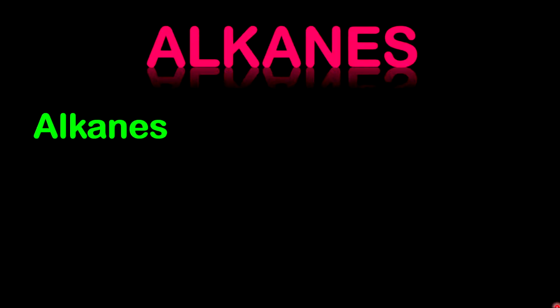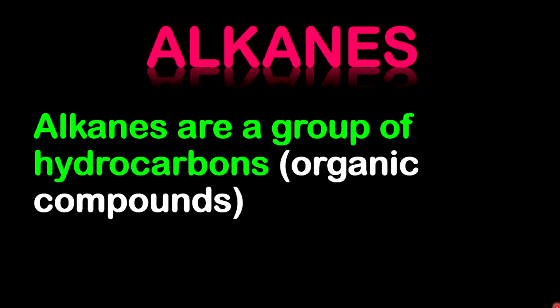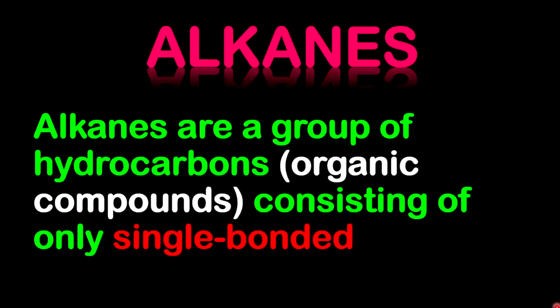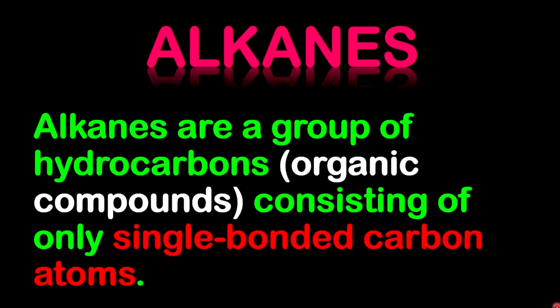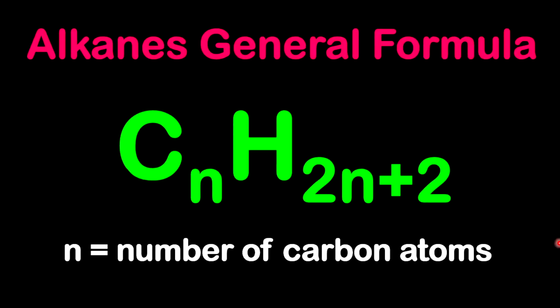And so alkanes are a group of hydrocarbons, or organic compounds, consisting of only single bonded carbon atoms. Also, I wanted to note that the general formula for alkanes is CnH2n+2, where n is the number of carbon atoms. Let's do an example to put the concepts together.